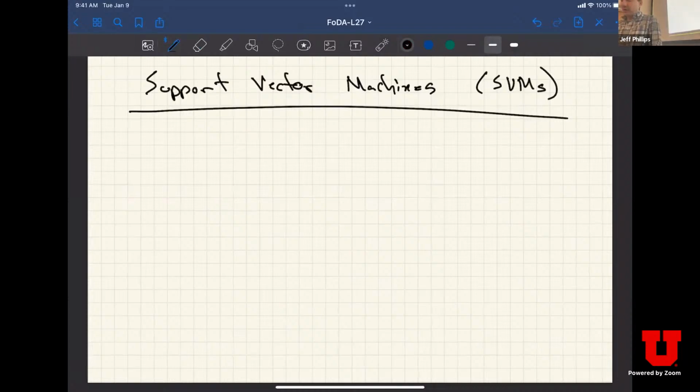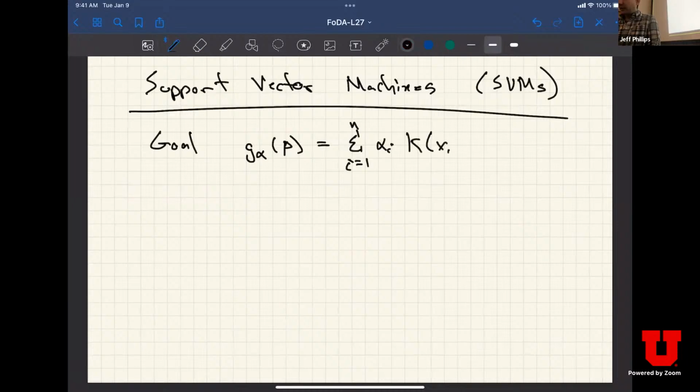These are where our goal is to learn a function g of alpha that we can apply to a point p, of the form the sum from i equals 1 to n of alpha_i k(xi, p). So the goal is this: we're going to explicitly just learn these alpha parameters, where alpha is in R^n, an n-dimensional space, and we want to somehow learn these alphas.